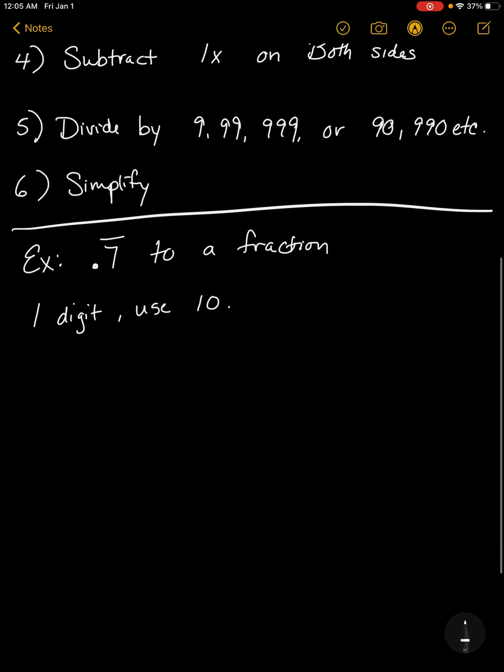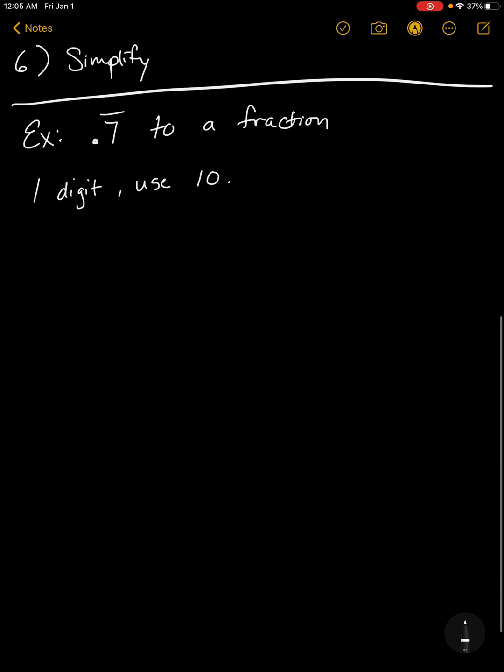Step 3, set up the equation and multiply by the proper power of 10. This is the harder part. If you do not write these out, you will never get these. Okay, I cannot stress that enough. If you are not willing to write out the steps, you'll never get these. It's quite abstract, and you just kind of have to go with the flow and do what I say.